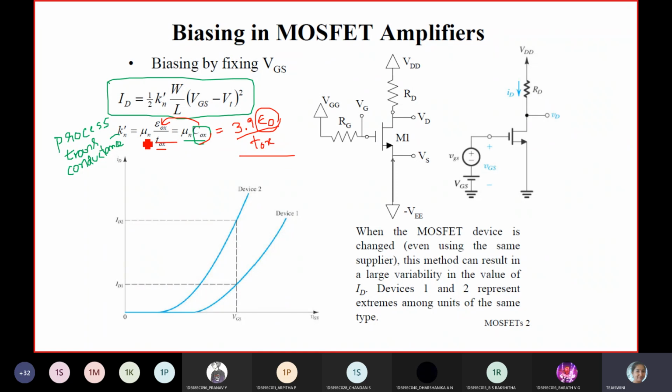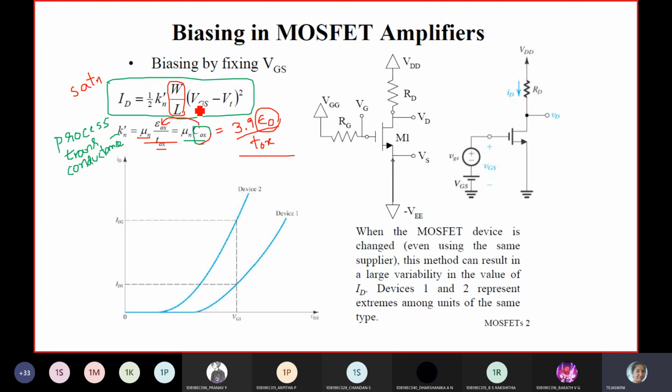So mu n, as you told, is the mobility of electrons. This is for an n channel, that's why it is mobility mu n. If it is PMOS, mu p. Is this clear with the expression? This is the saturation current expression. ID is equal to 1 by 2 Kn dash W by L, VGS minus VT, the whole square. W is the width of the transistor, L is the channel length. We call this W by L the aspect ratio.